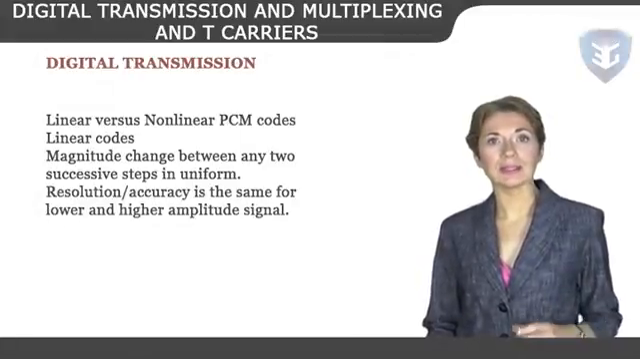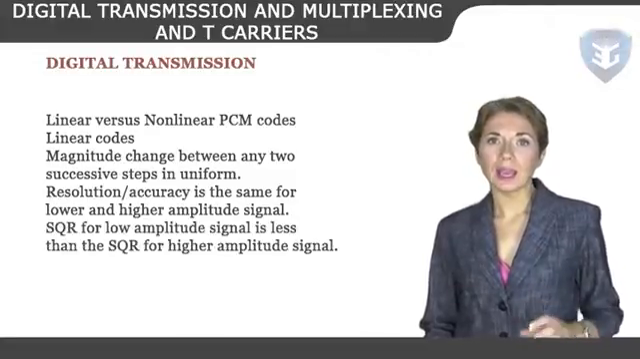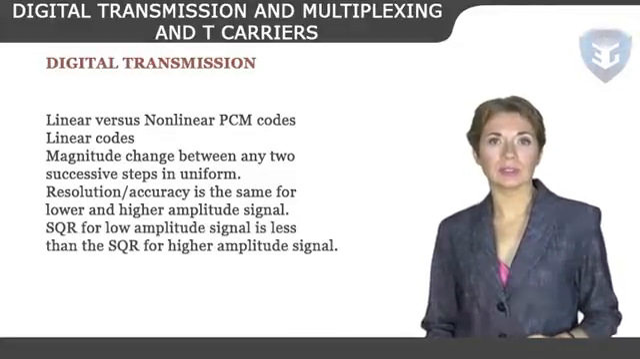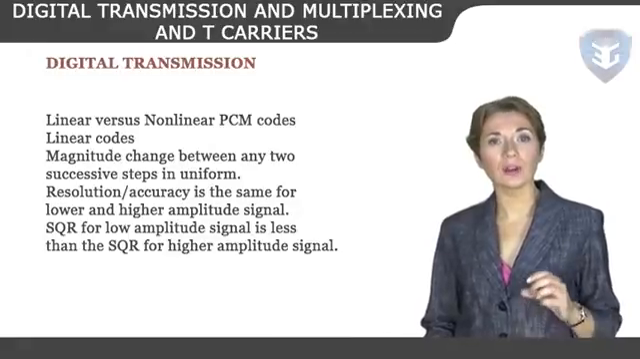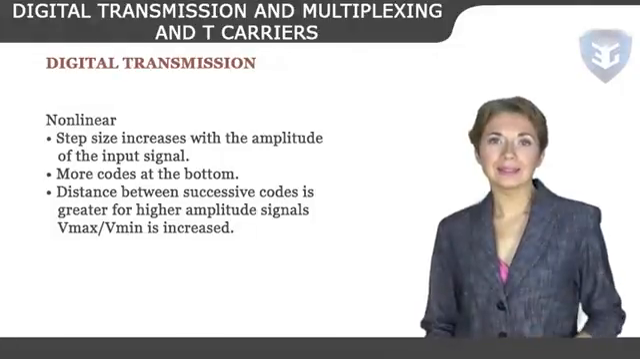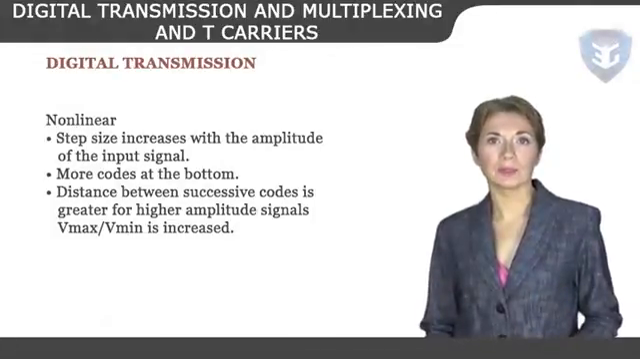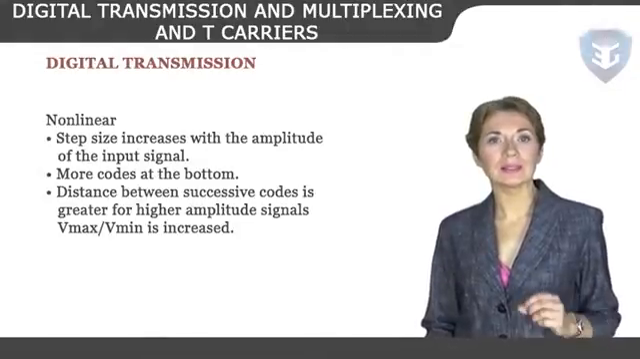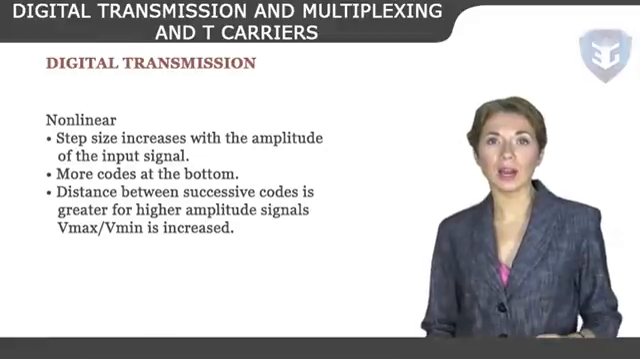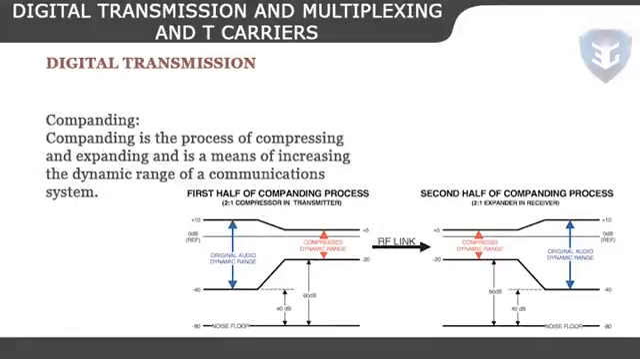Resolution accuracy is the same for lower and higher amplitude signal. SQR for low amplitude signal is less than the SQR for higher amplitude signal. Nonlinear. Step size increases with the amplitude of the input signal. More codes at the bottom. Distance between successive codes is greater for higher amplitude signals. Vmax, Vmin is increased. Companding.